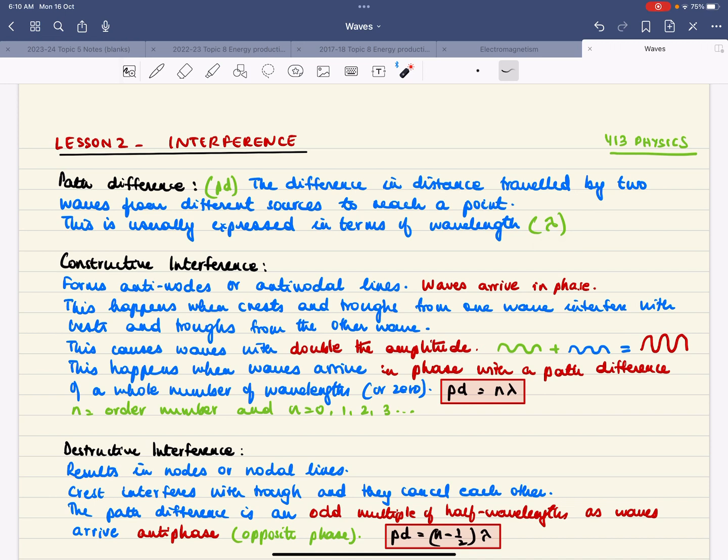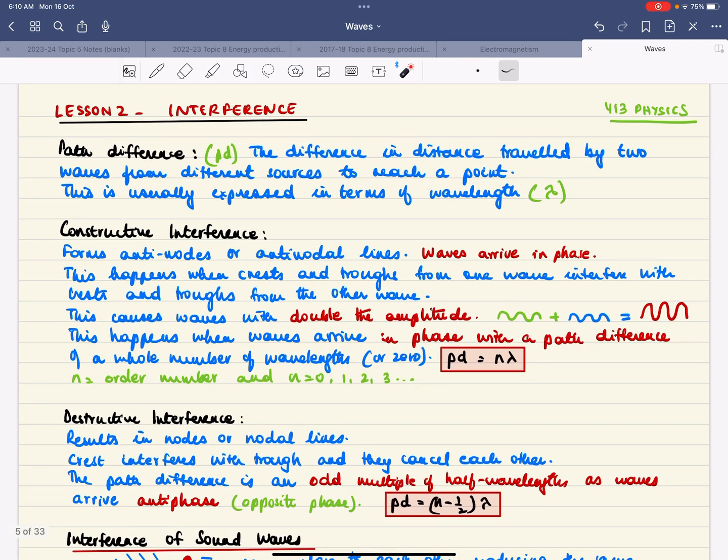Now, what's constructive interference? Constructive interference results in antinodes or antinodal lines because the waves arrive in phase. This happens when crests and troughs from one wave interfere with the crests and troughs from the other wave. This causes the waves to have double the amplitude, and it happens when waves arrive in phase with a path difference of a whole number of wavelengths, or the path difference could be zero, and it's given by path difference is nλ, where n could stand for 0, 1, 2, 3, and so on.